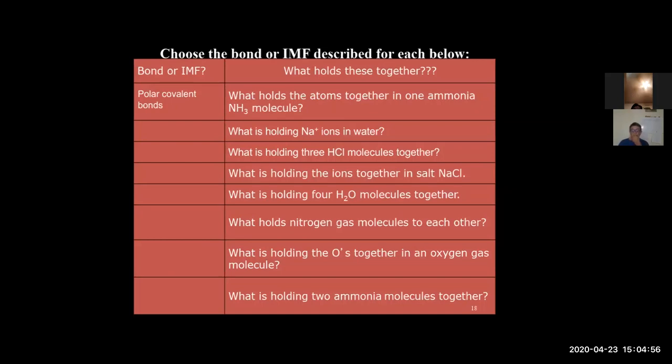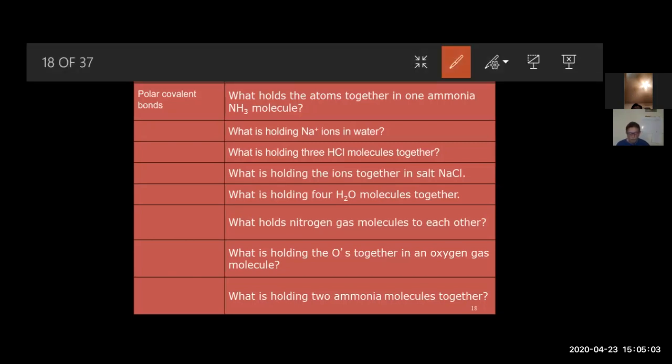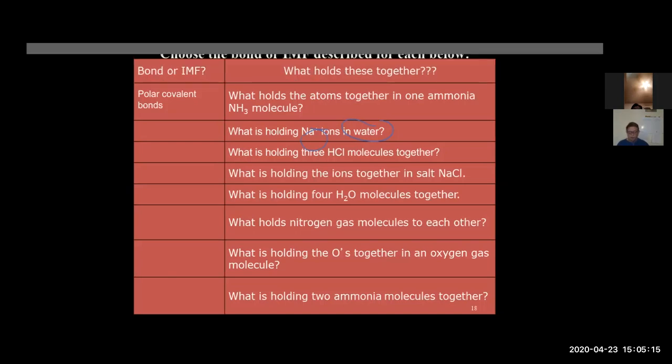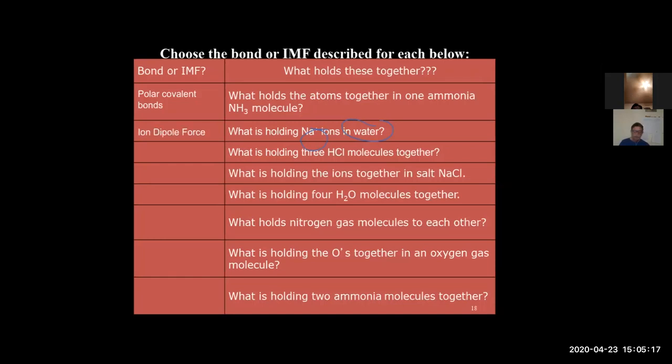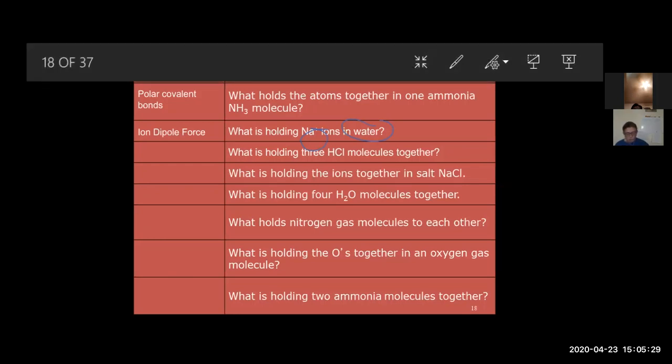Okay. Second question says, what is holding the sodium ions in water? Again, key parts, we're dealing with water and we're dealing with ions. Well, of the four forces, the only one that has to be here is the ion dipole. Okay, because we're dealing with ions and we're dealing with water. Water being a very polar solvent.